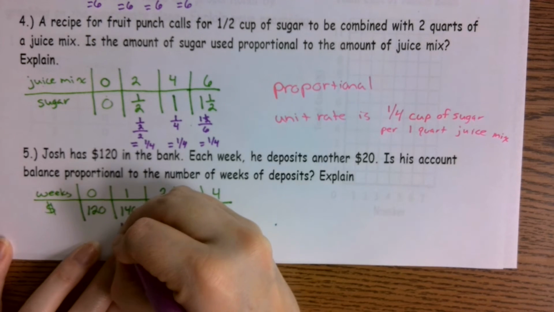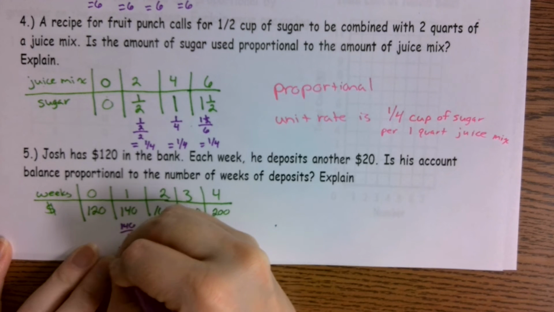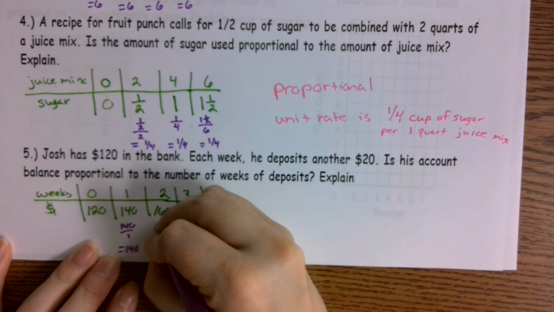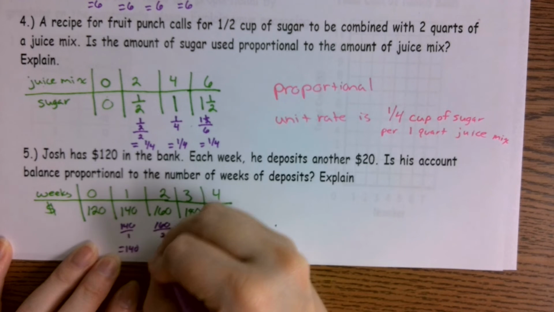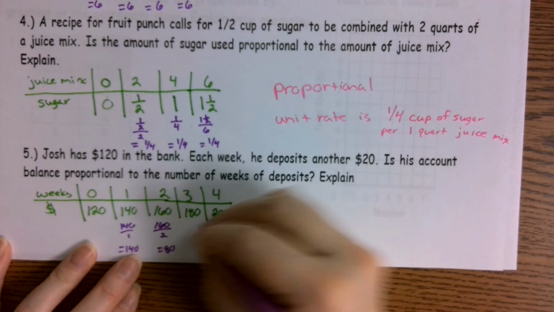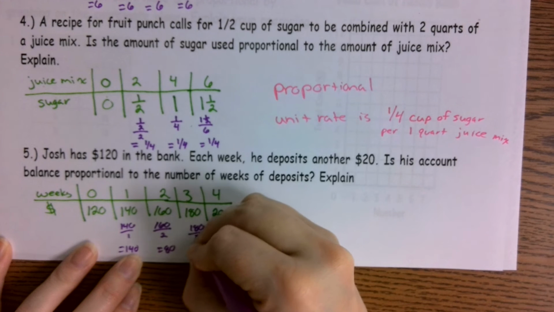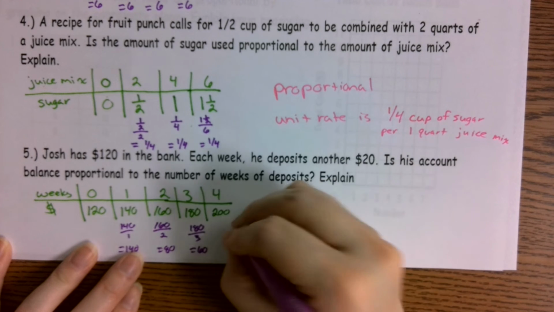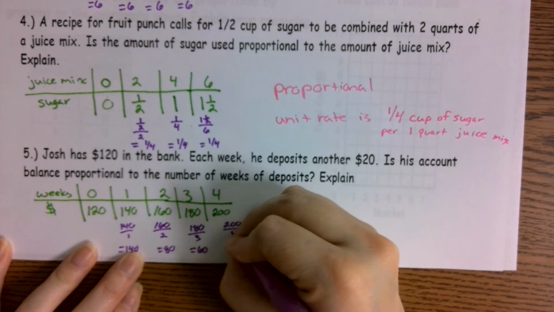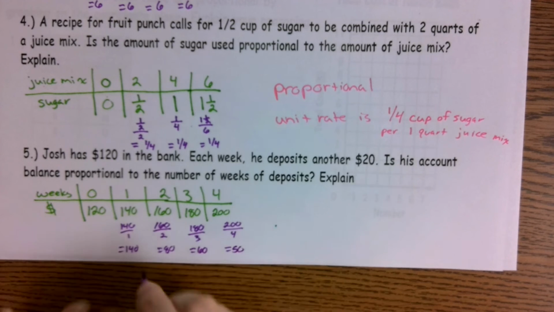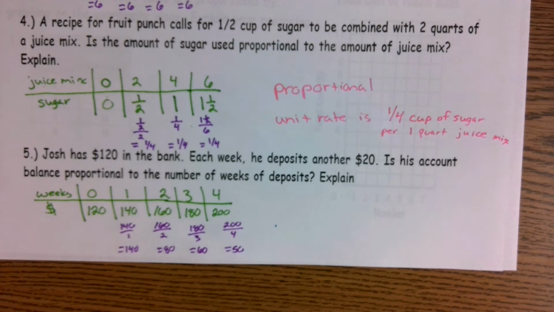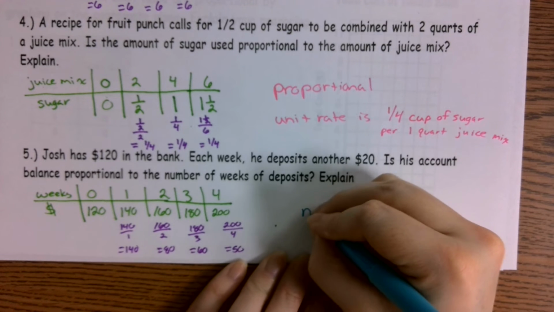So here, we've got 140 over 1, which is equal to 140. But then we've got 160 over 2, and that's going to be equal to 80. Then we've got 180 over 3, and that's equal to 60. Then we have 200 over 4, and that's equal to 50. So are those consistent? No, those are not the same. So this is non-proportional.